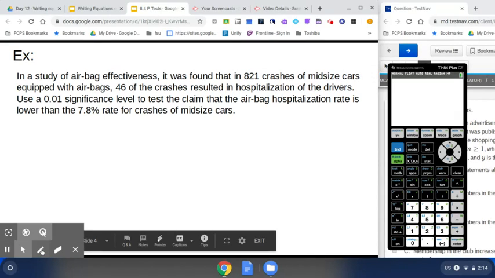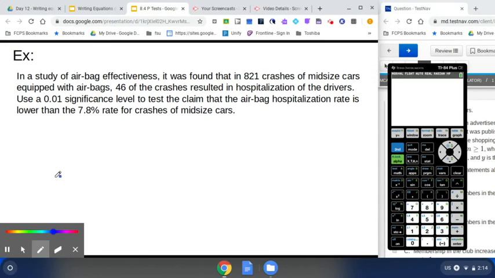Okay, we're going to go ahead and take a look at the first example together. In a study of airbag effectiveness, it was found that in 821 crashes of mid-sized cars equipped with airbags, 46 of the crashes resulted in hospitalization of the drivers. Use a 0.01 significance level to test the claim that the airbag hospitalization rate is lower than 7.8% for crashes of mid-sized cars. Okay, so for our first step, we're going to write the null and alternative hypothesis.